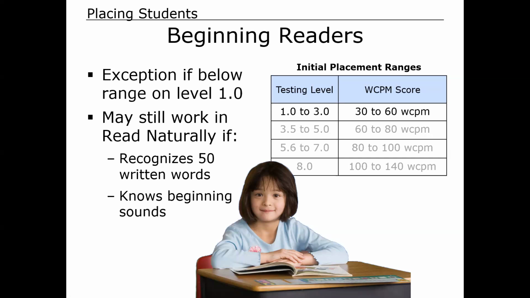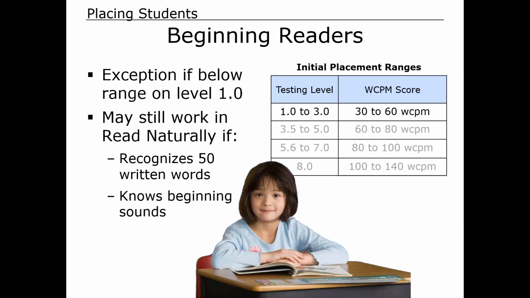You can still put her in our lowest levels if she recognizes at least 50 written words and her beginning sounds. So beginning readers need to know their beginning sounds and they need to be able to read about 50 words in the world. Okay, we don't have a specific list. It's just, you know, some CVC words, maybe a few high frequency words, so they can read about 50 words.